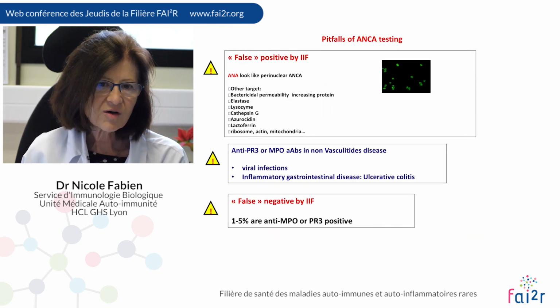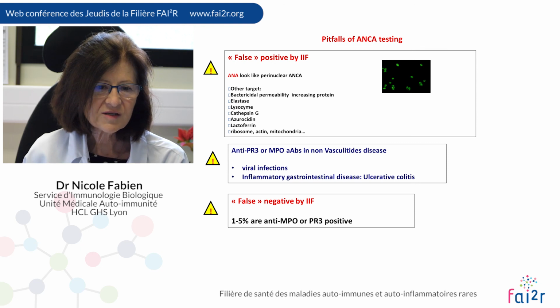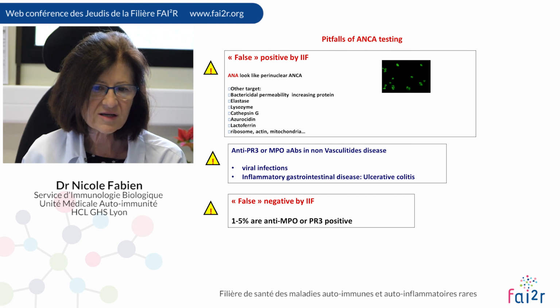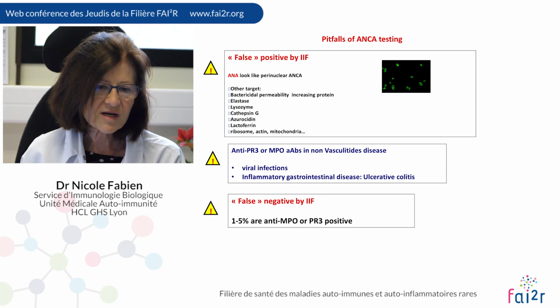Once again, we've got some pitfalls because there are false positives, certainly due to the major presence of ENA. And you should also be aware that anti-PR3 or MPO are present in non-vasculitis diseases such as ulcerative colitis or viral infection. And last, we can have some false negatives, around 1 to 5%, that could be anti-MPO or PR3 positive. So when you have a real suspicion of vasculitis, please ask for both antibodies with IF.